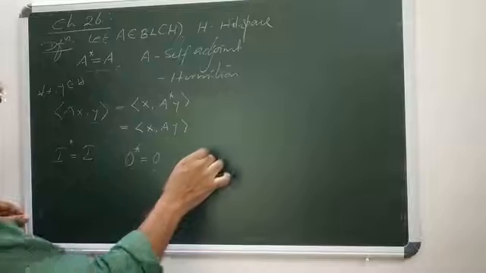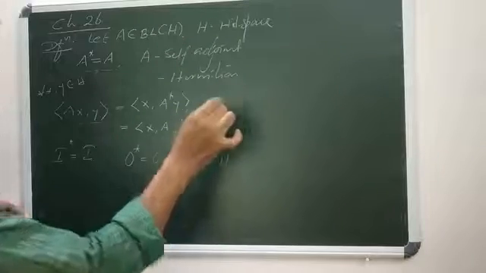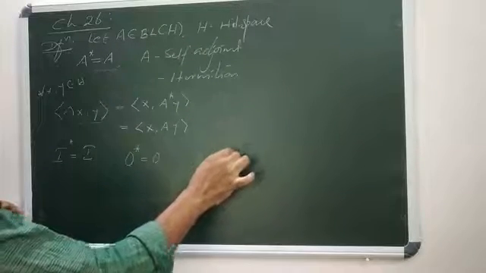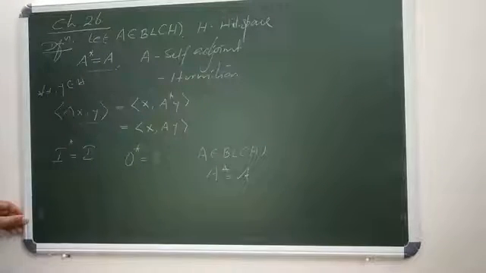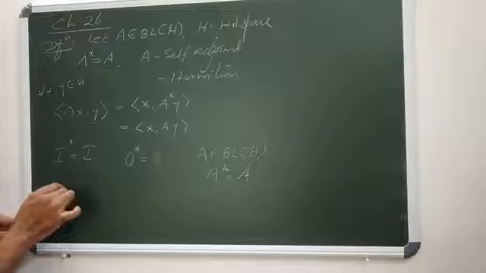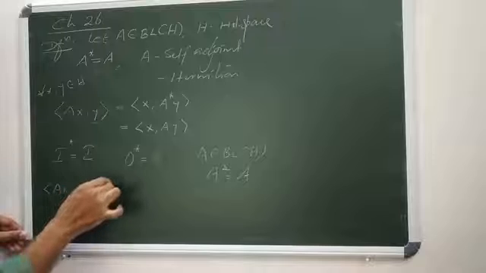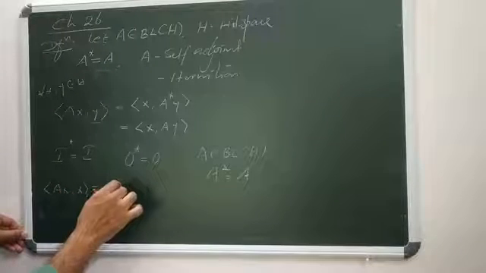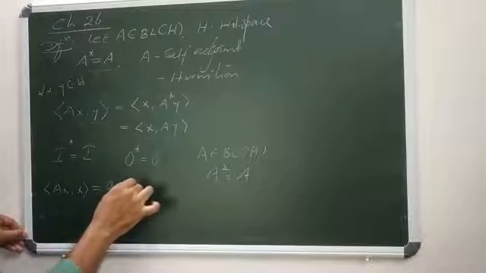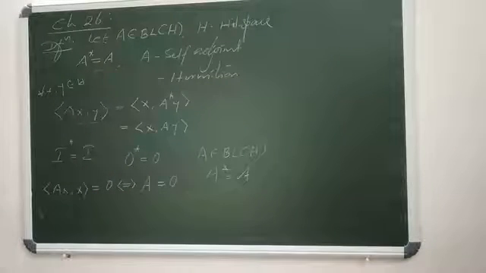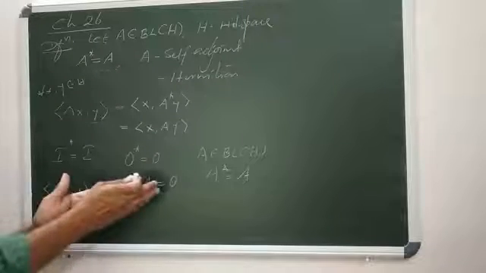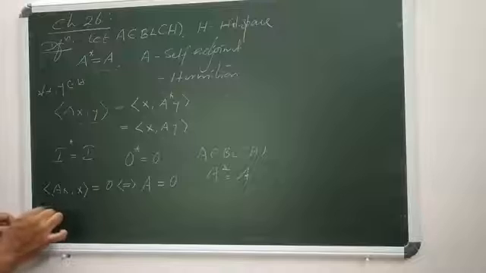So we are going to an important result. Let A be a self-adjoint operator on H. A is in B(H), a bounded linear operator on H which is self-adjoint, that is A star equals A. Then the inner product (Ax, x) equals 0 if and only if A equals 0. How to prove this one? If A equals 0, the reverse implication is immediate.